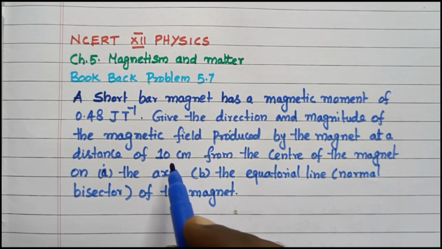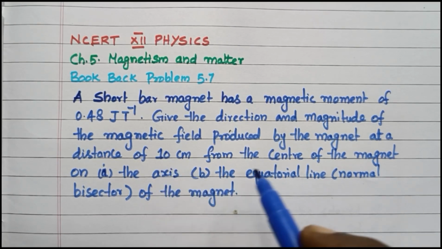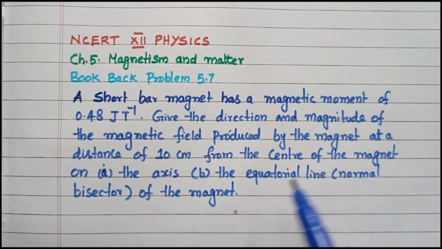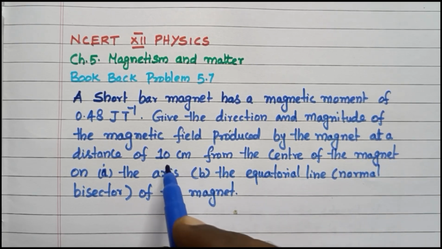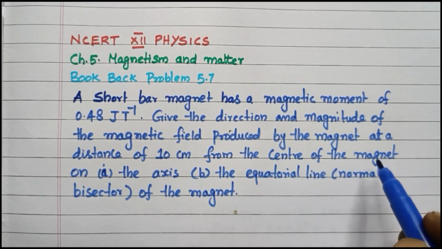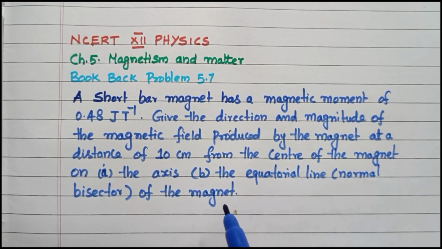The first point is at a distance 10 cm from the center of the magnet on the axis, and the second point is at a distance 10 cm from the center of the magnet on the equatorial line. Now let us see how to solve this problem.